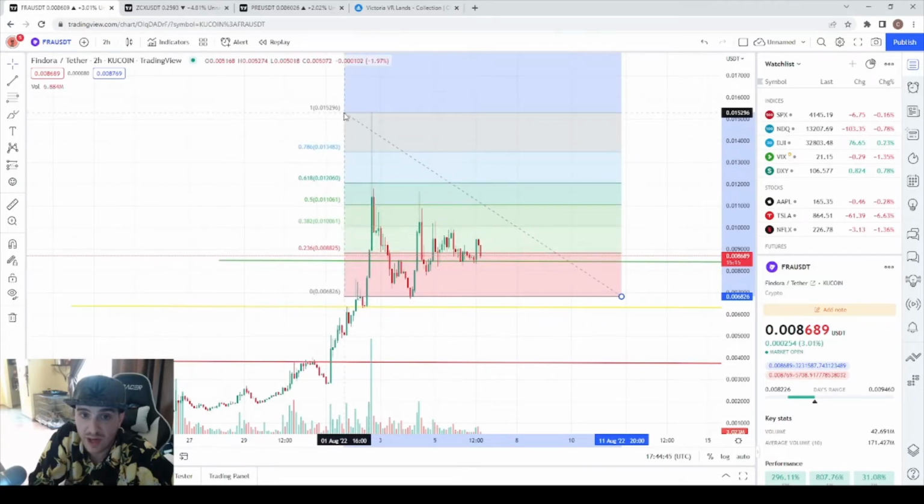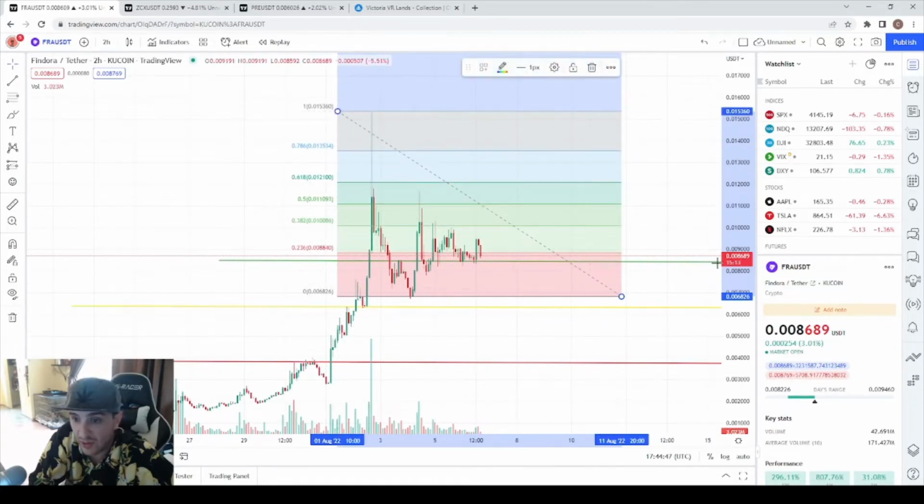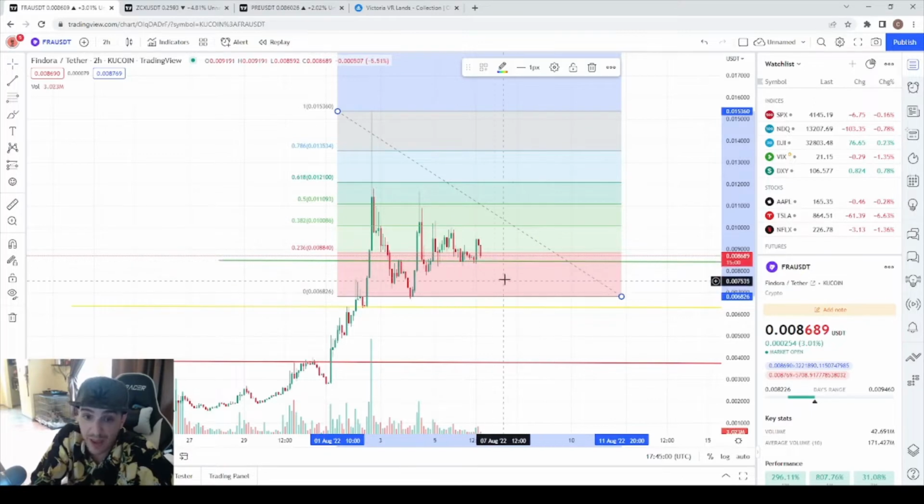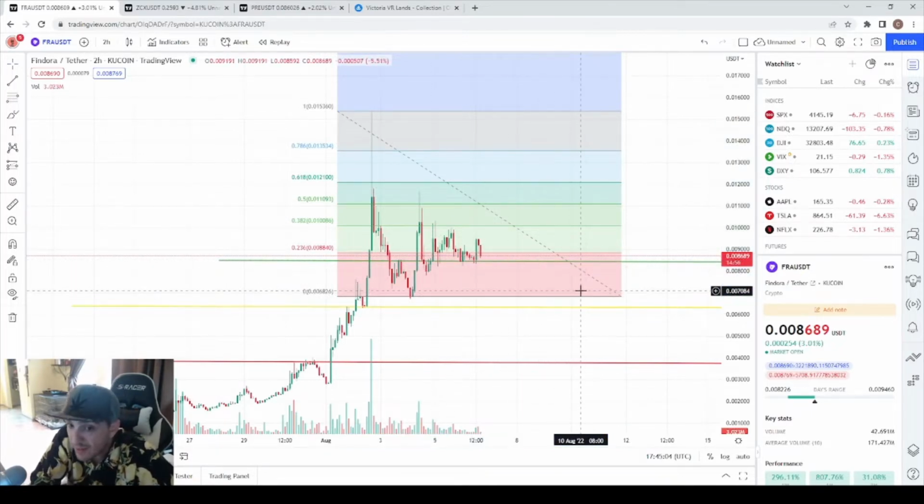I feel like we still got maybe a little bit more down to go. Like I said, anything around the 0.75 line is where you want to be snagging this up. This is where you want to snag Findora at the bottom. It's only going to go a little bit more down, maybe to 0.7 cents.